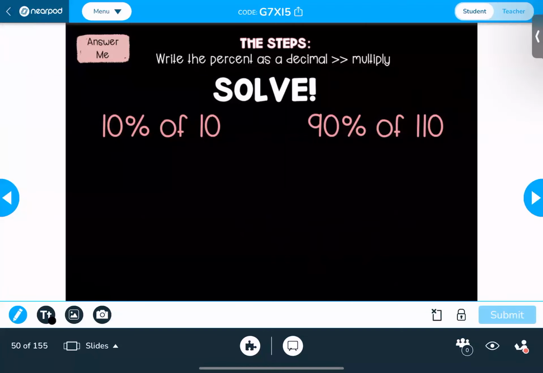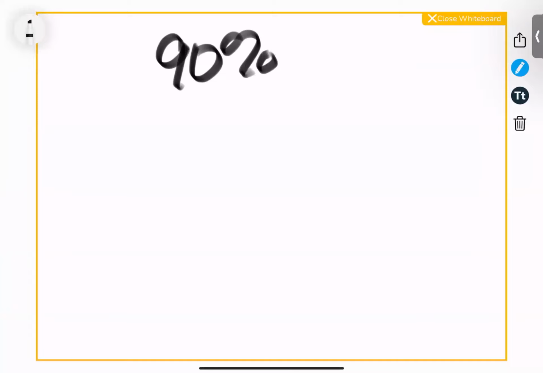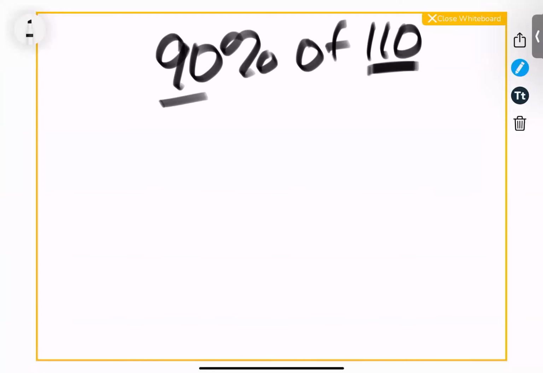Second question is 90% of 110. A couple of things to make note of here. If I am getting close to 100%, my number should be close to what I'm multiplying by. So just kind of a quick check. If I'm doing 90% of 110, I expect my answer to be closer to 110. Let's say I did 90% of 110, I got 9. My brain should flag that as an error and I need to take another look, okay? Remember to ask yourself, does my answer make sense?